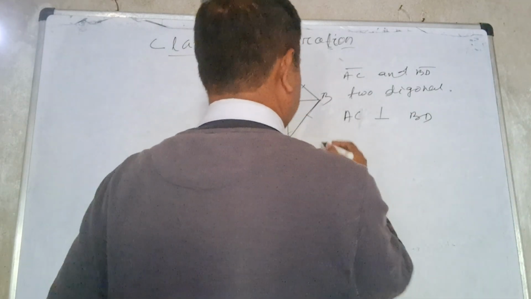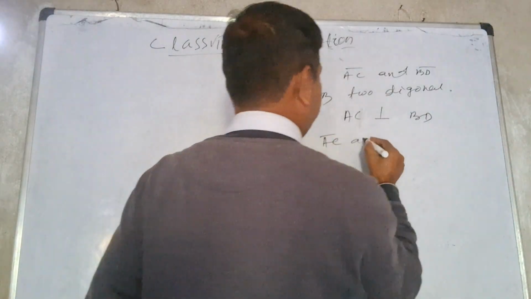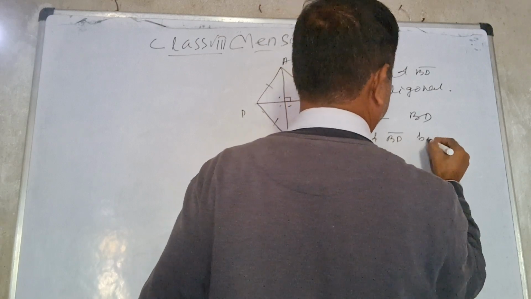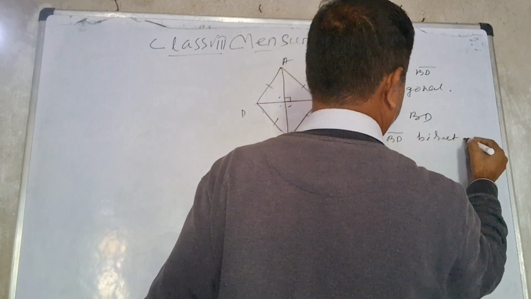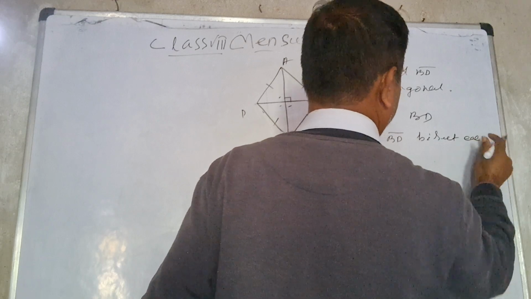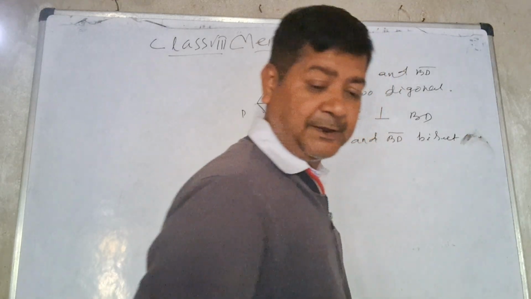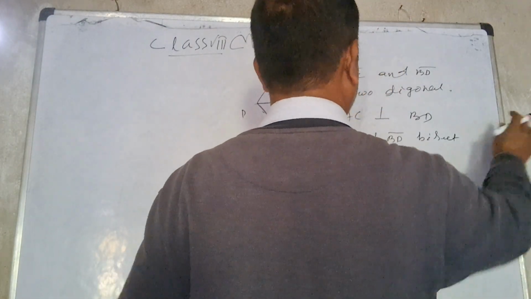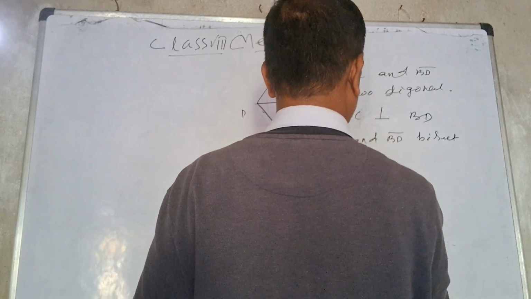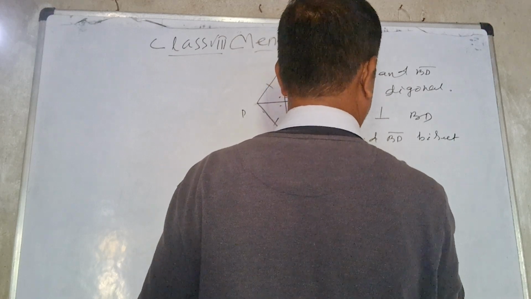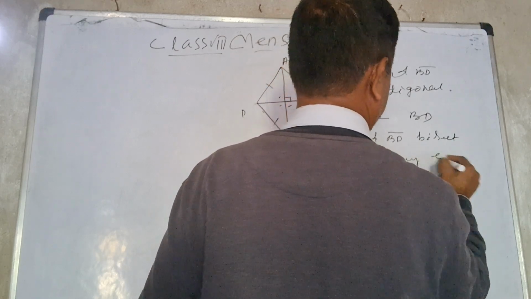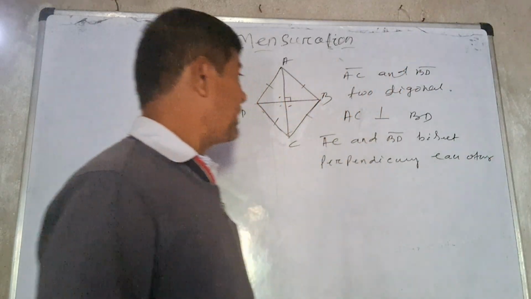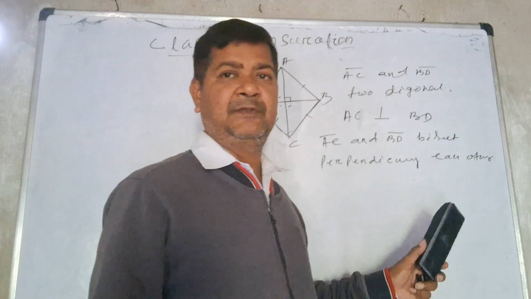Other way, AC and BD bisect perpendicularly. Perpendicular bisector of each other. Bisect perpendicularly each other.